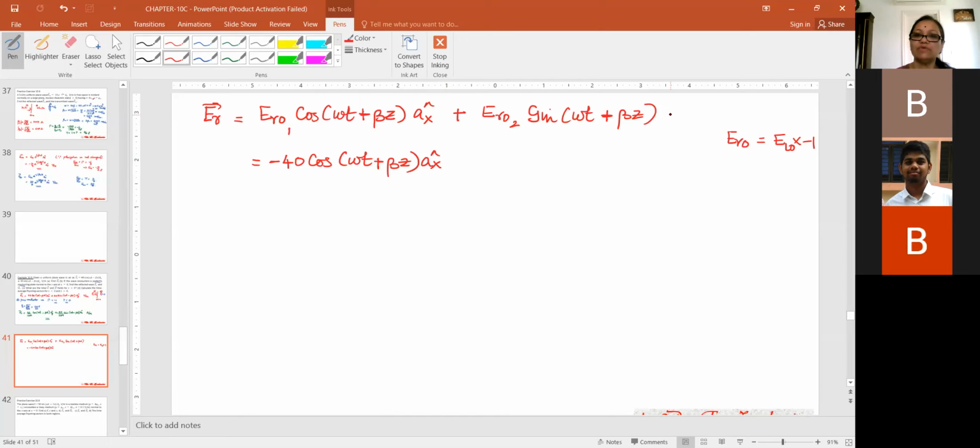Then here it will be AY cap. Then here what do I write? Instead of plus 30, it becomes minus 30 because gamma equal to -1. Then sine of omega t plus beta z AY cap. And then it is given as volts per meter. Okay, it's quite easy.